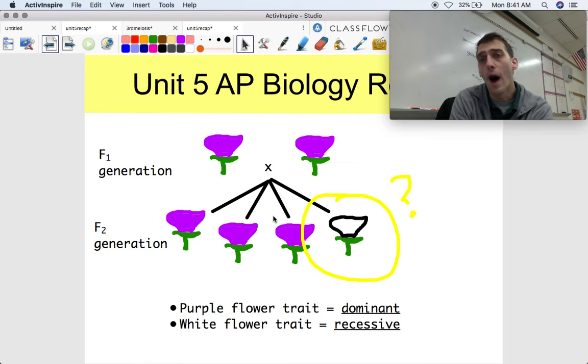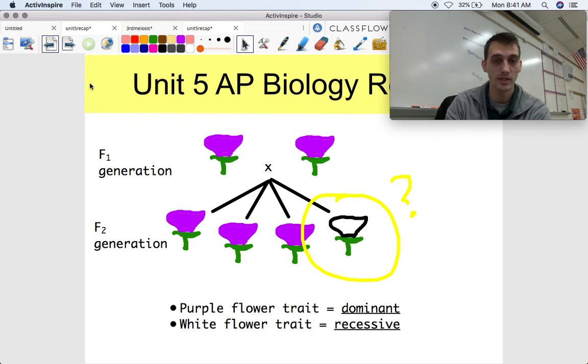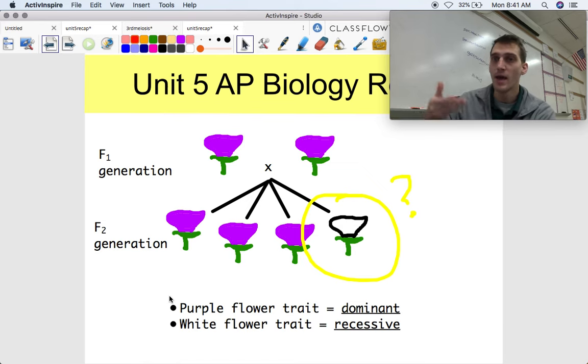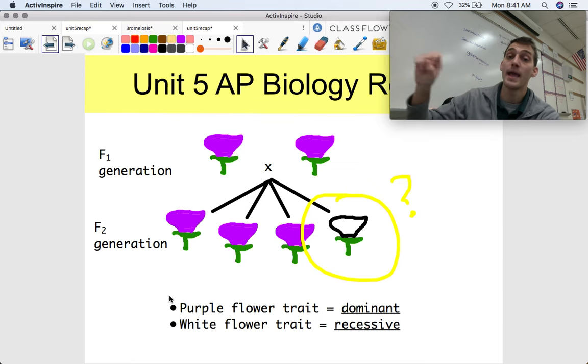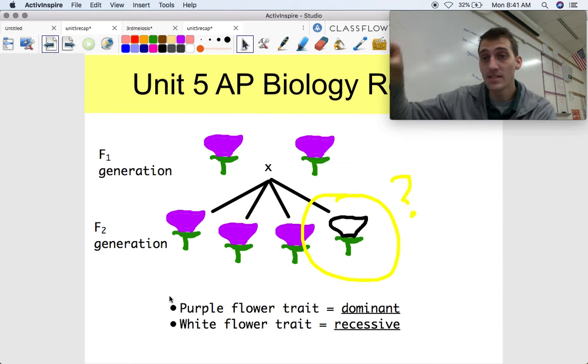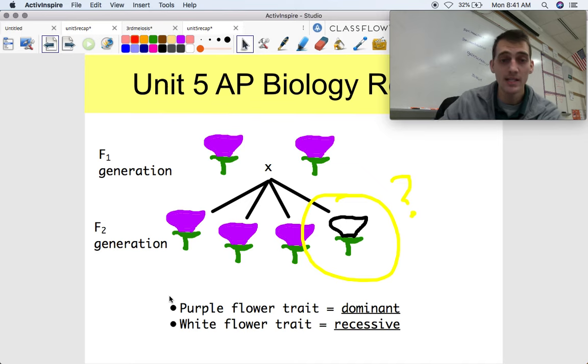Why is it that the white flower trait came back? And that has to do with what we call dominant and recessive traits and dominant and recessive alleles. The purple flower trait he ended up calling dominant, because it was inherited, and when a plant carries a dominant allele, it's going to express the dominant trait. And then he called the white flowers recessive, meaning that they kind of hide behind or recede from the dominant trait, and that's what recessive means.